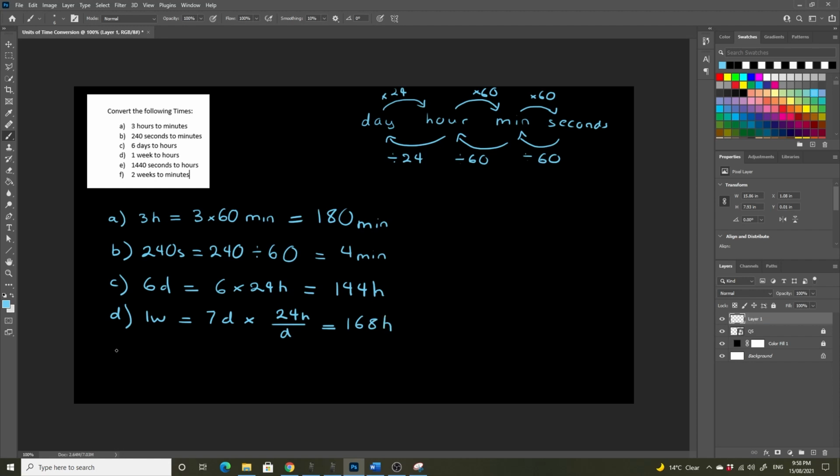Now we have E, which is 1,440 seconds, is equal to how many hours? So it equals 1440, and we're going to divide it by 60 to get how many minutes, and we then divide by 60 to get how many hours, which is going to equal 4 hours.